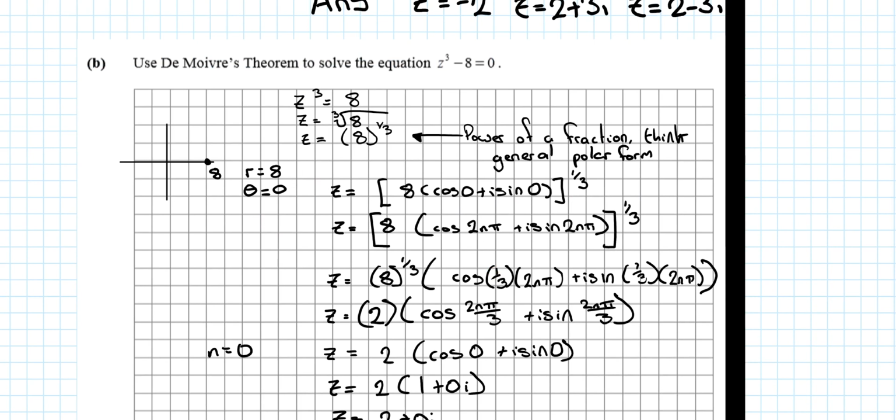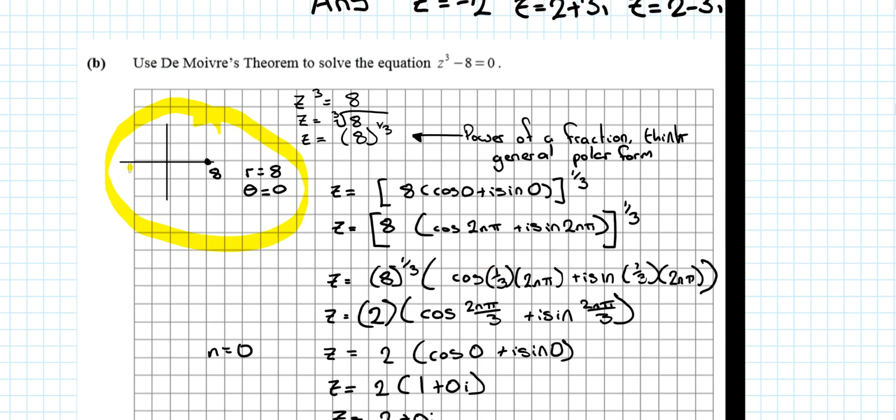Use de Moivre's theorem to solve z to the power 3 minus 8 is equal to 0. Well, that's z to the power 3 is equal to 8. z is equal to the cubed root of 8. And I know a cubed root is the same as a power of a third. So when I've got a power of a third, I think general polar form.